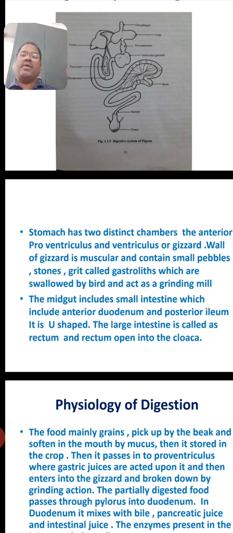So there is a beak, which is called the mouth. The beak opens into the buccal cavity. In the buccal cavity there is a tongue. Teeth are absent. Then the buccal cavity opens into the pharynx. The pharynx opens into the esophagus. The esophagus is the tubular part, and it opens into the stomach. The stomach is divided into two parts, that is proventriculus and ventriculus.